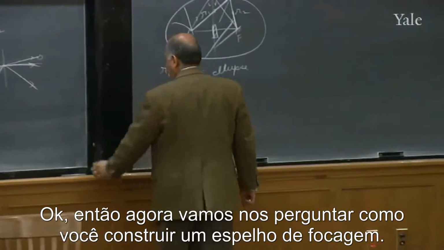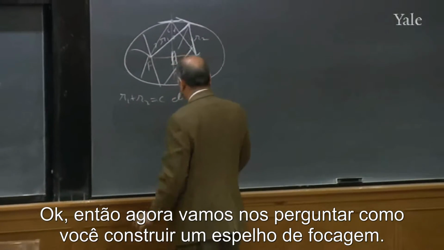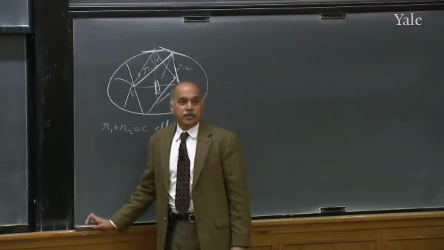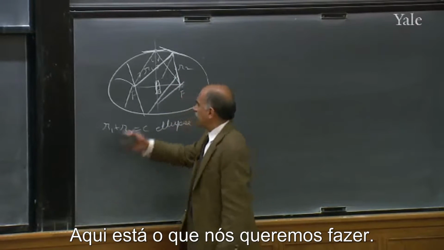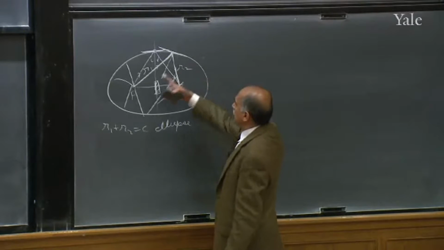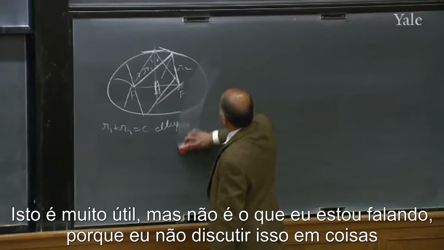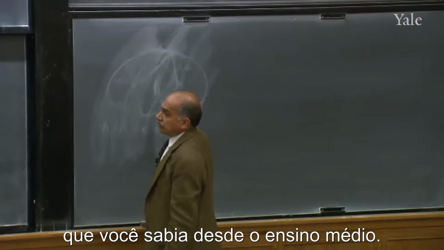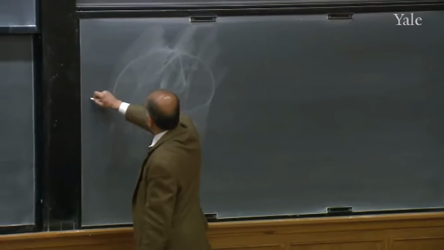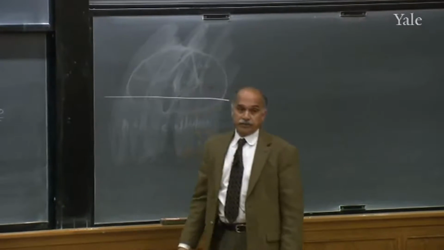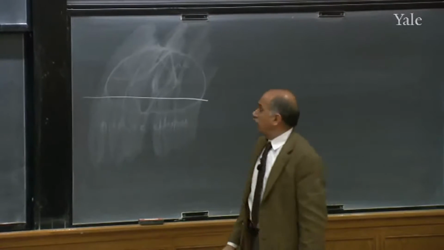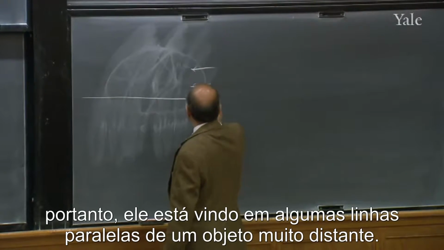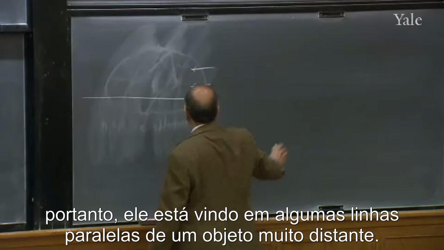Okay, so now let us ask how you build a focusing mirror. Here's what we want to do. This is not very practical, but it's very useful, and it's not what I'm talking about because I didn't discuss that in what you knew from high school. Here's what you knew from high school: how to make a focusing mirror. So the deal is, light's going to come from some object at infinity, therefore it's coming in parallel lines from a very distant object.